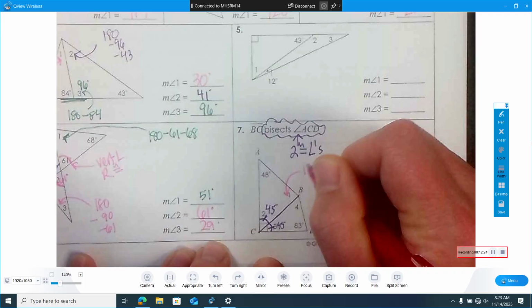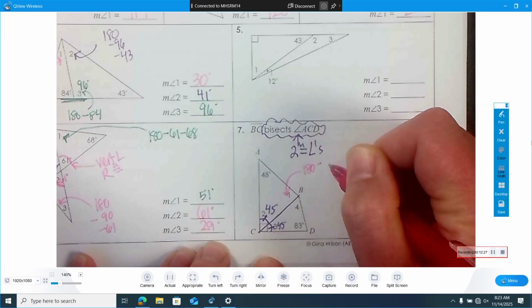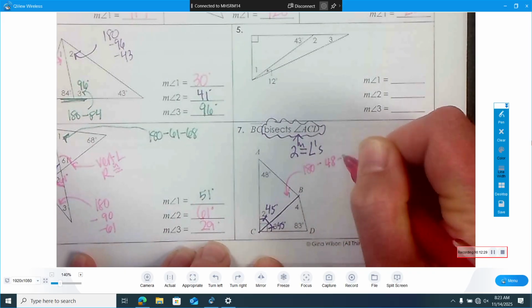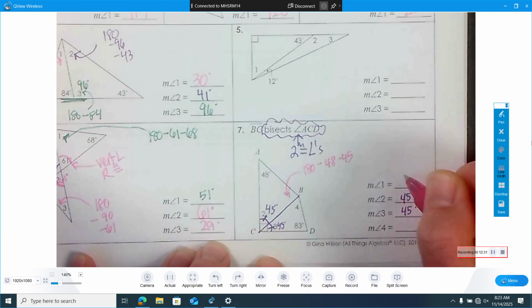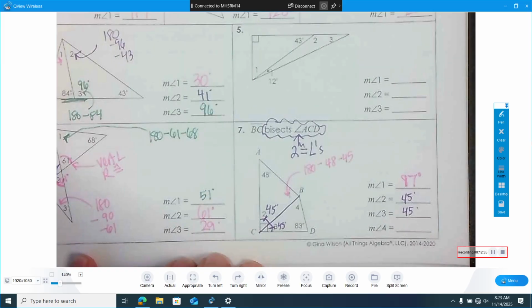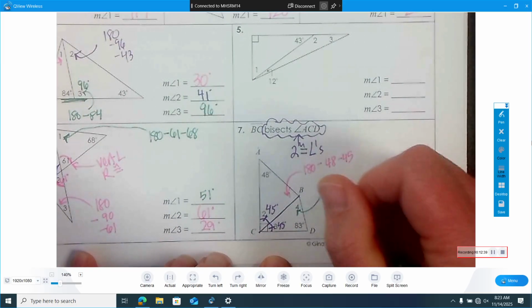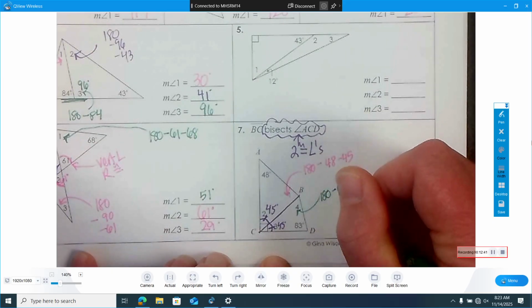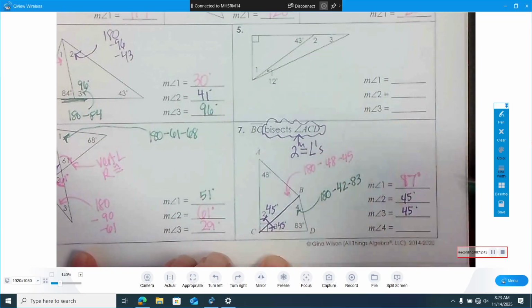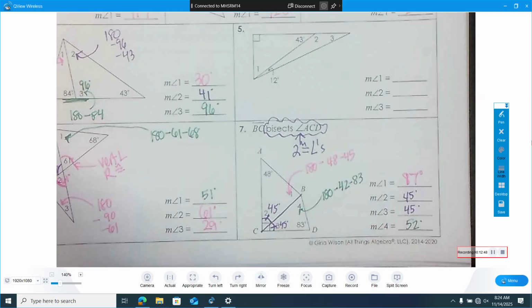48 minus 180. Subtract from 180. Good. So 180 minus 48 minus the 45, and we get 87. And then angle 4, similarly, little triangle here, so we can do 180 minus the other two angles that we already know, which will give me 52. Thank you. Good. Great. Super duper.